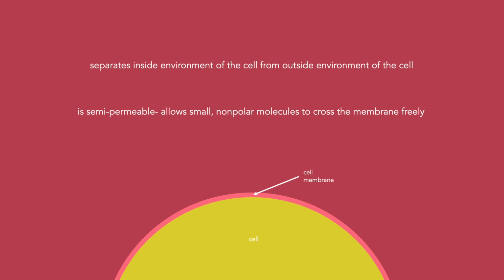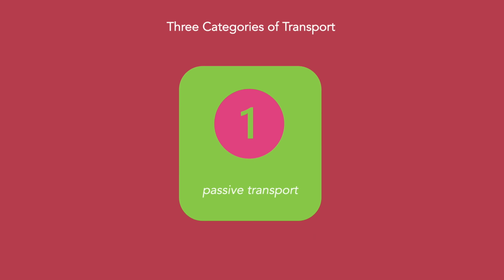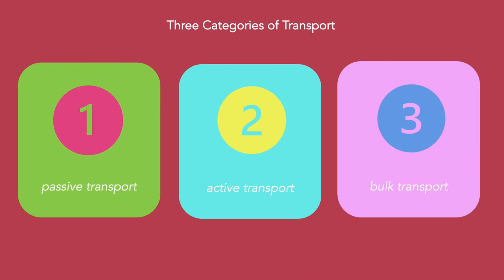The membrane only allows small and nonpolar molecules to cross the membrane freely. Big and polar molecules are unable to cross without the help of proteins, as the nonpolar tails block them from crossing. Now that we have explained how the structure of the membrane affects its functions, we will talk about how molecules cross the membrane. There are three categories of transport: passive, active, and bulk transport.